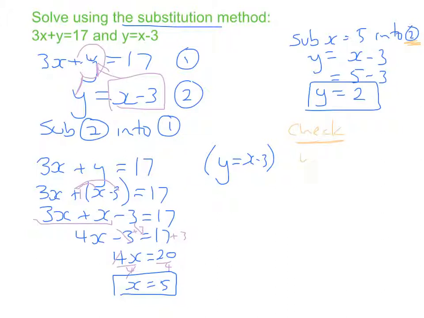So with our check, we've got y is equal to x take away 3. We'll substitute in the values we know, so y is equal to 2. And we have x equals 5 take away 3. So 2 is equal to 5 take away 3 is 2. So therefore the left hand side equals the right hand side, and everything is all good. Okay, so everything's worked out beautifully, and that tells us that the answer is, in coordinate form, 5 and 2.